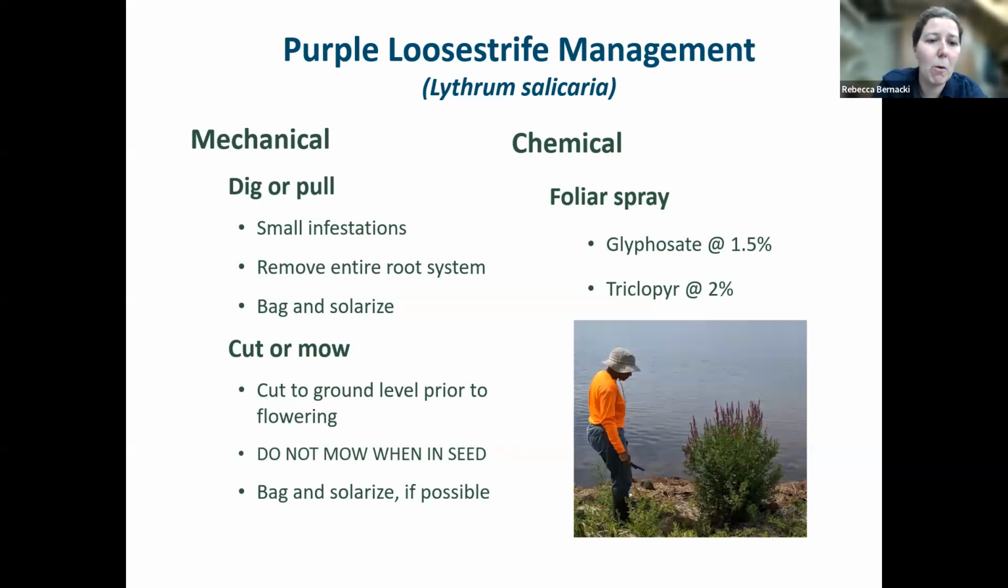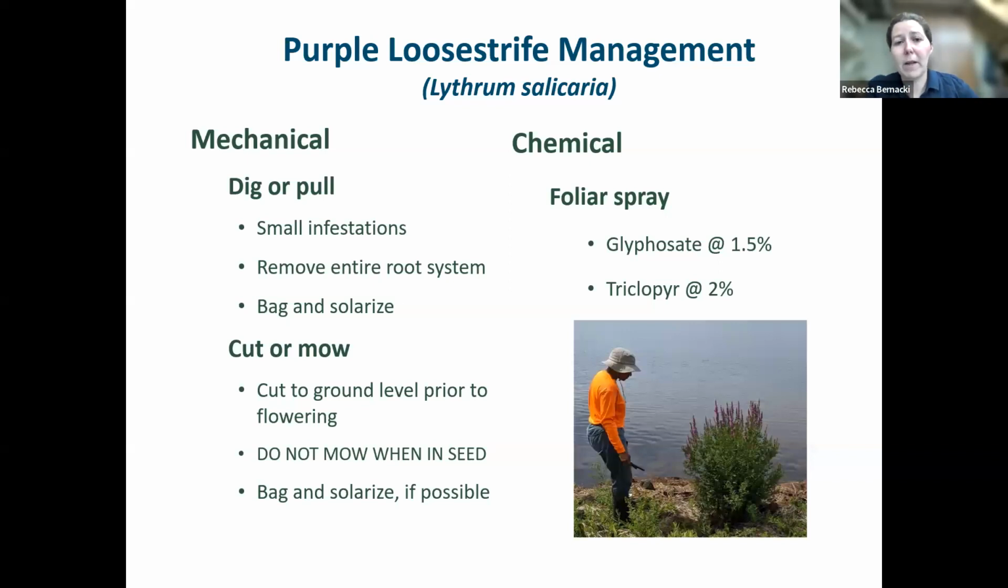We can cut or mow the species, but we want to be sure of our timing. So we want to cut this species down to ground level just prior to flowering. We never want to mow any invasive species when they're in seed, because think about how your lawnmower works, right? It cuts the grass and it flails it around. So it's going to throw around those seeds. You can also get those seeds into the tires of your mower and spread that infestation. So we never want to mow an infestation when it's in seed. If possible, we're going to want to rake up and solarize that plant material that we've mowed.